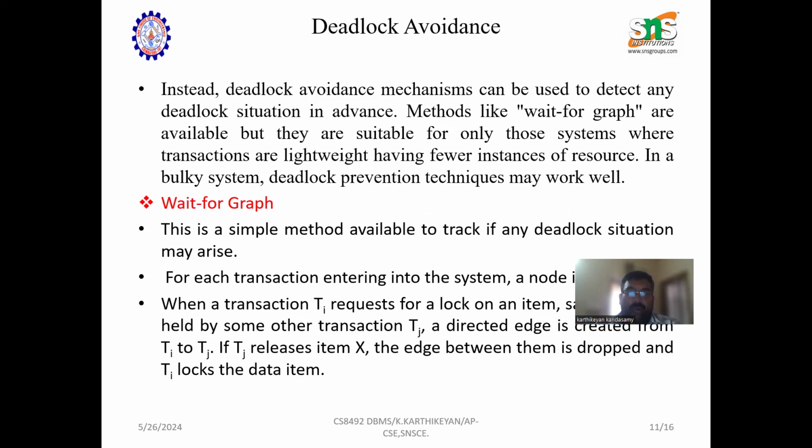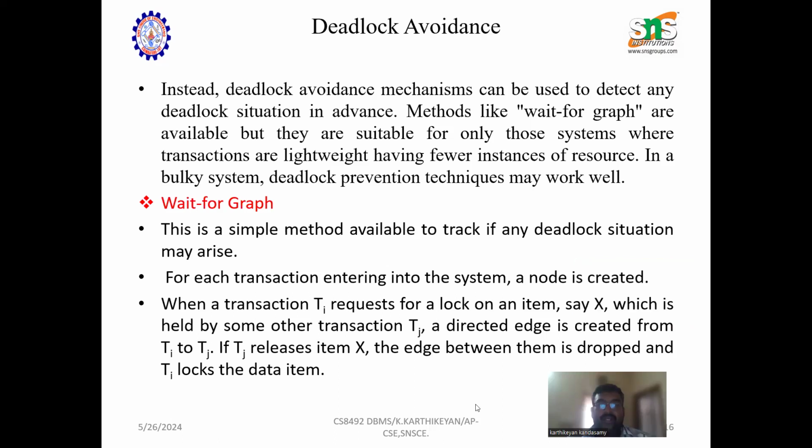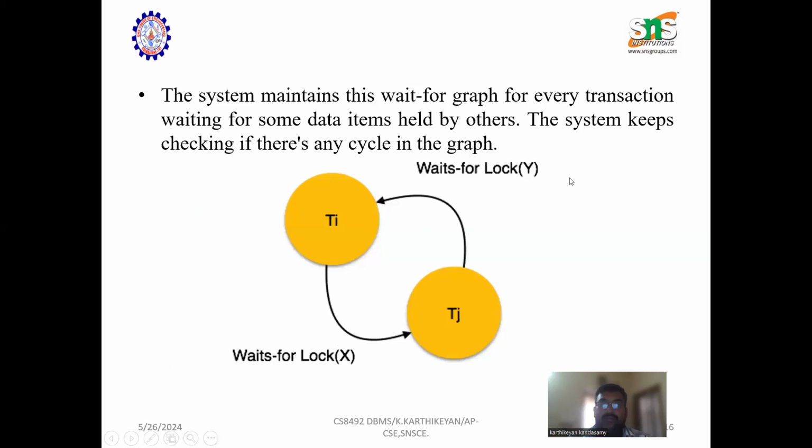Another approach is deadlock avoidance. One of the methods is the wait-for graph. This is a simple method available to track whether any deadlock situation may arise. For each transaction entering the system, a node is created. When a transaction Ti requests a lock on a data item, say X, which is held by some other transaction Tj, a directed edge is created from Ti to Tj. If Tj releases item X, the edge between them is dropped and Ti locks the data item. The system maintains a wait-for graph for every transaction waiting for data items held by others, and keeps checking whether there is any cycle in the graph. So Ti waits for Tj, and Tj waits for Ti.